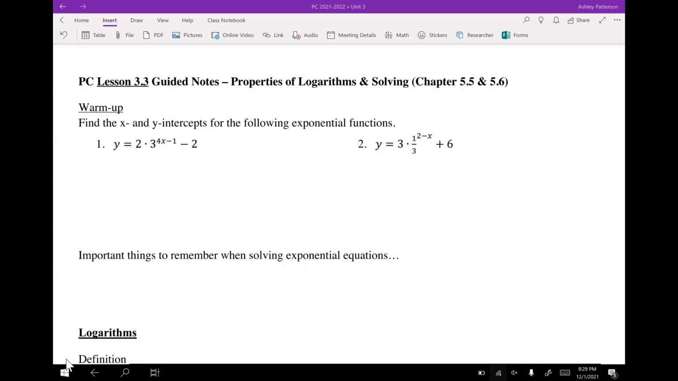Do me a favor, warm up, write these down, and then pause the video. I want you to try and find both the x and the y-intercepts for the following exponential functions. Do your best and then unpause the video and come back and we'll talk about what I did in comparison to how you did, and we'll see.